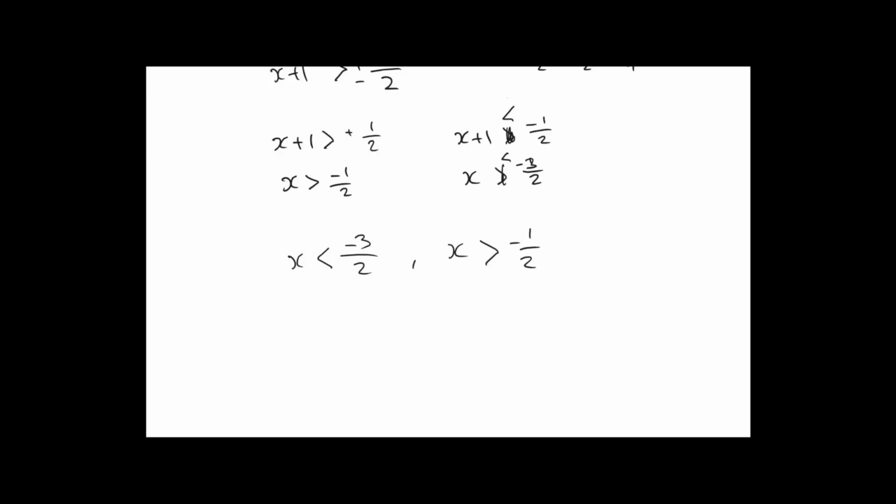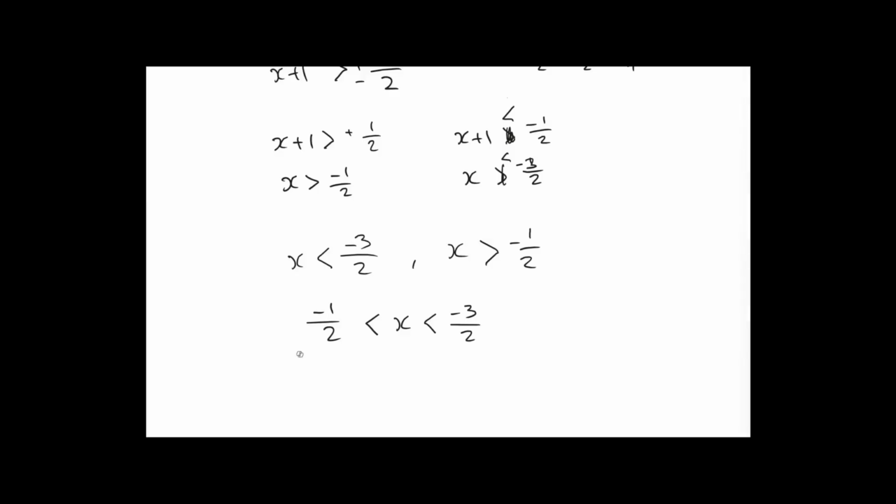So where does this put us? Are we going to write that in one line? x must be less than negative 3 over 2 and must also be greater than negative 1 over 2. If we want to write that in one line, I think that's right. Good question, though.